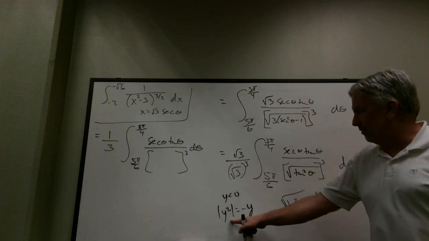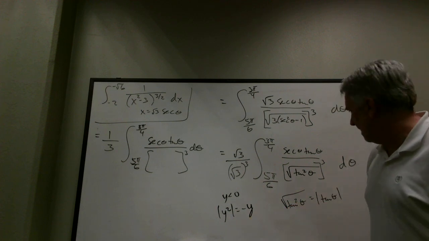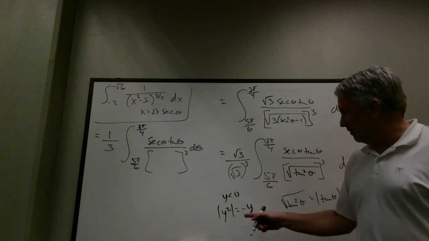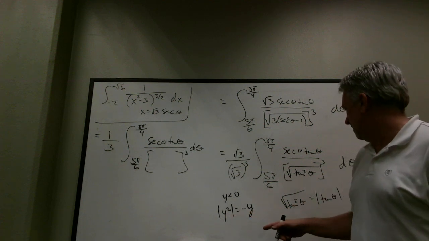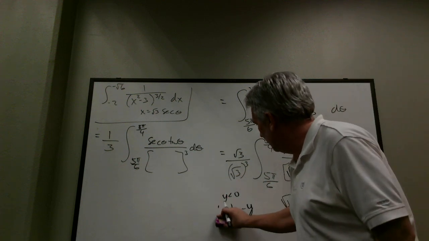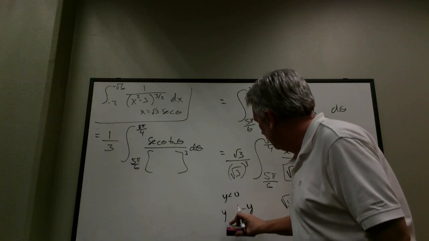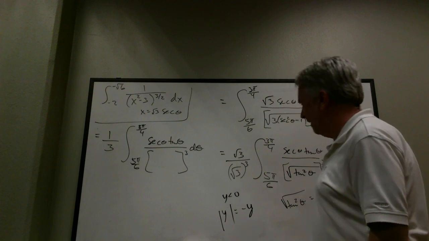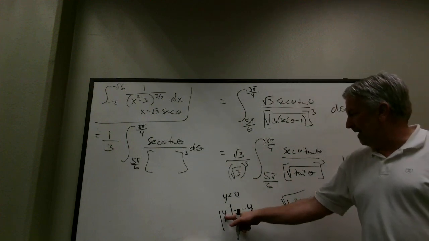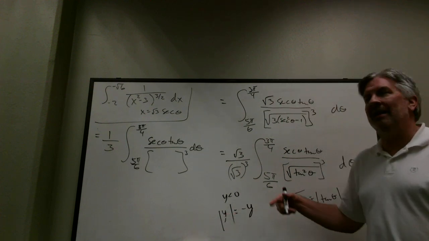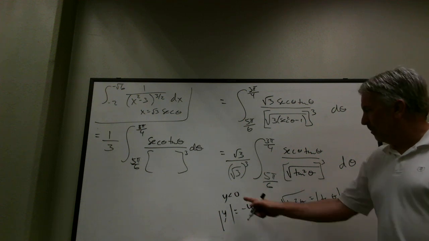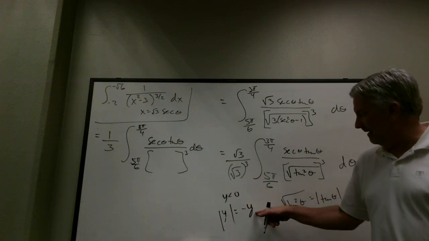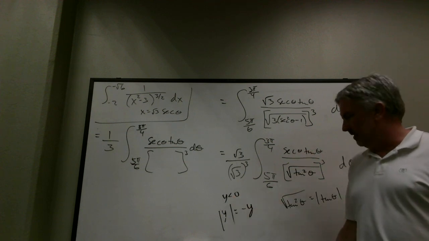Remember, the absolute value has to be non-negative, right? So the absolute value of y squared, that's not what I mean. Let's try that again. What I mean is absolute value of y. Sorry. Okay. So if y is positive, the absolute value of y is y. If y is 0, the absolute value of y is y. But if y is negative, the absolute value of y is negative y, because that'd be a negative negative, which would make it positive. Okay.